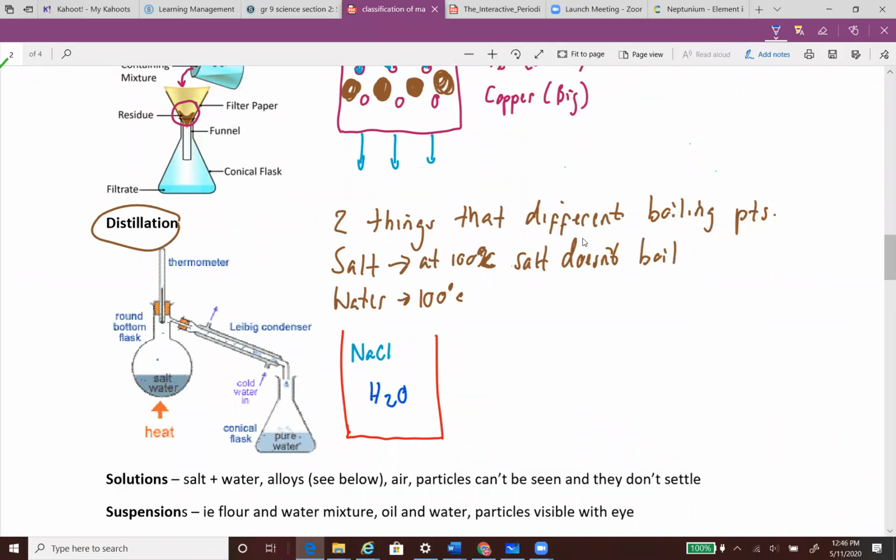Now, the water will boil. So if I heat this to 100 degrees Celsius, so it starts boiling, okay? I have a thermometer to check the temperature. It goes to 100 degrees. What happens is the water will boil, okay?